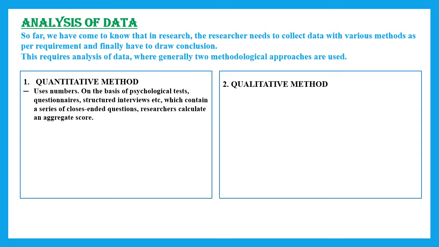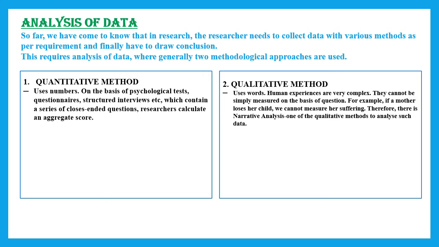So when we say quantitative method, it generally uses numbers, quantity. Okay. So on the basis of psychological tests, questionnaires, structured interviews, etc., which contain a series of close-ended questions, researchers calculate an aggregate score. You all know now what are close-ended questions, isn't it?